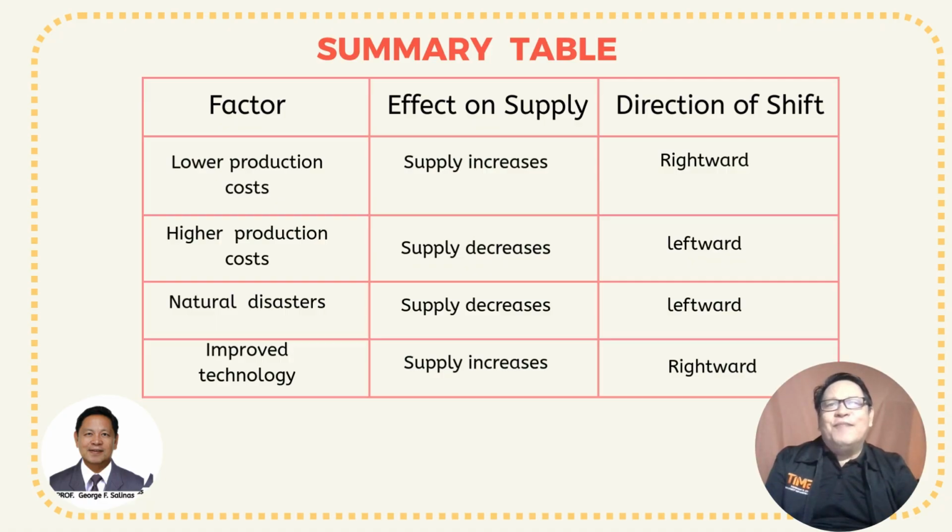Here is the summary table on the effect of production costs, natural disasters, and improved technology, and the corresponding shift in the supply curve. For example, one of the factors is the lower production costs, and the effect on the supply is that it increases the supply. So when you inspect the supply curve, there is the direction of the shift, which is rightward.